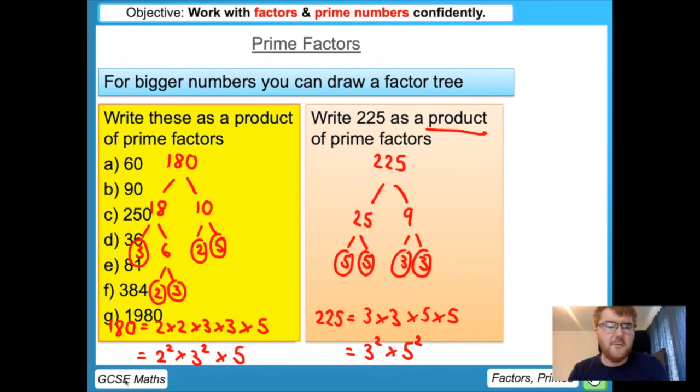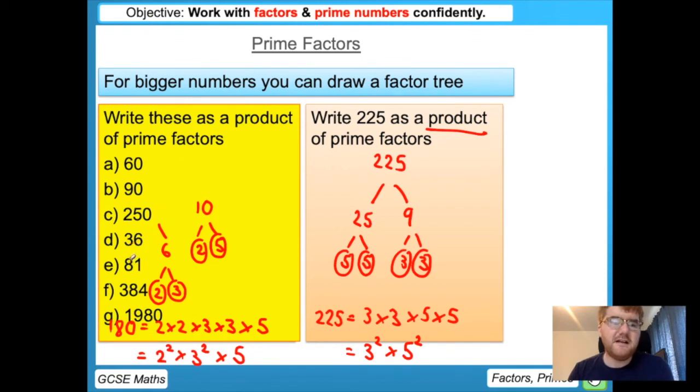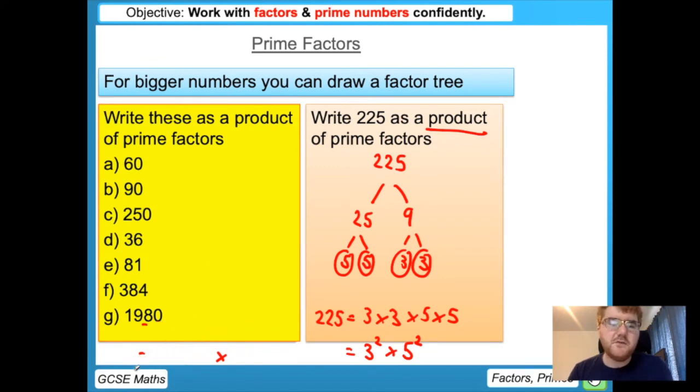So I'll give you a moment. See if you can have a go at writing the numbers you see on the left-hand side as a product of prime numbers. Takes a bit of practice, but then just spend the time going through it nice and carefully. I'll give you the answers to a couple just so you're on the right track.